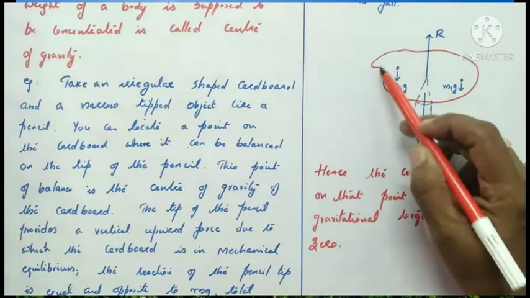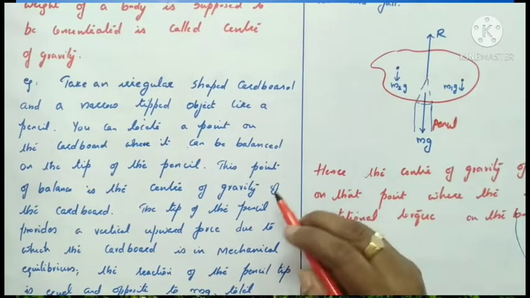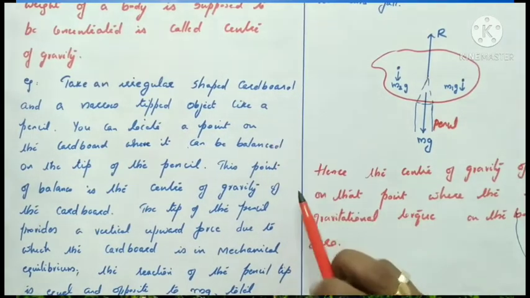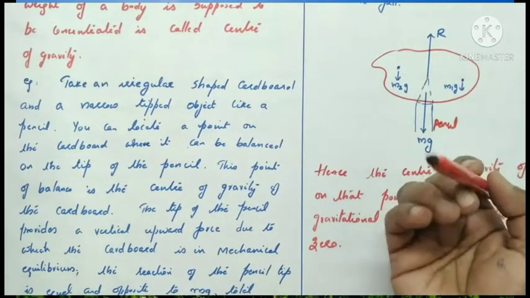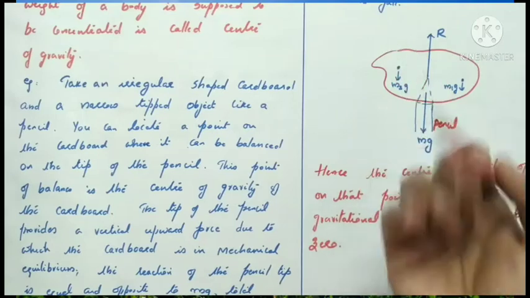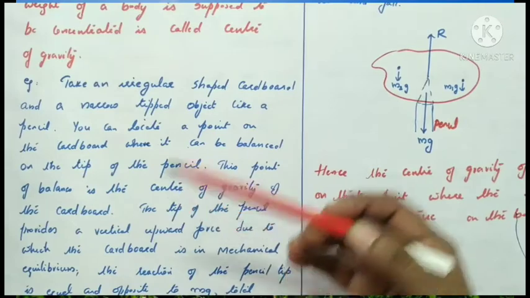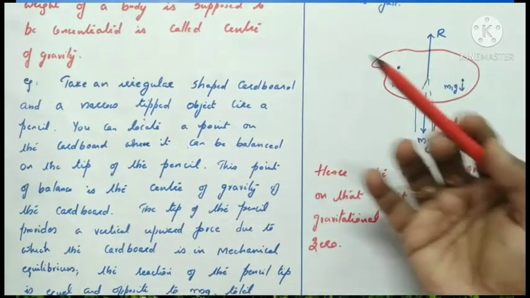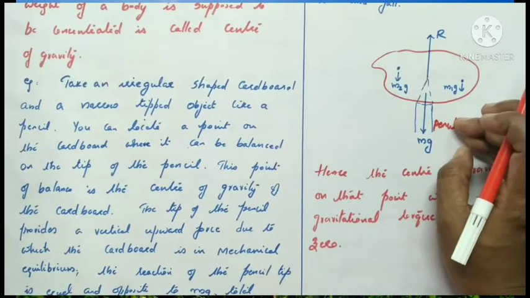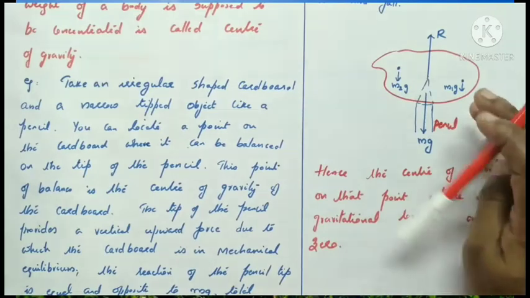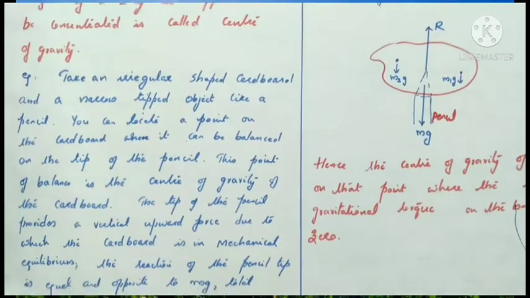So this is an irregular shaped cardboard and this is the pencil, a narrow tipped object like a pencil. You can locate a point on the cardboard where it can be balanced. So that cardboard can be balanced at a particular point using the pen or pencil, isn't it? This point of balance is the center of gravity. So the point at which the total mass or total weight of that cardboard is supposed to be concentrated is called the center of gravity. In the case of cardboard, at a particular point that cardboard can be balanced, and that point is the center of gravity.